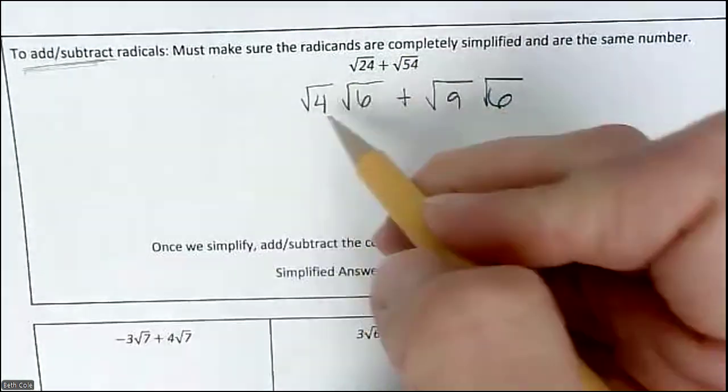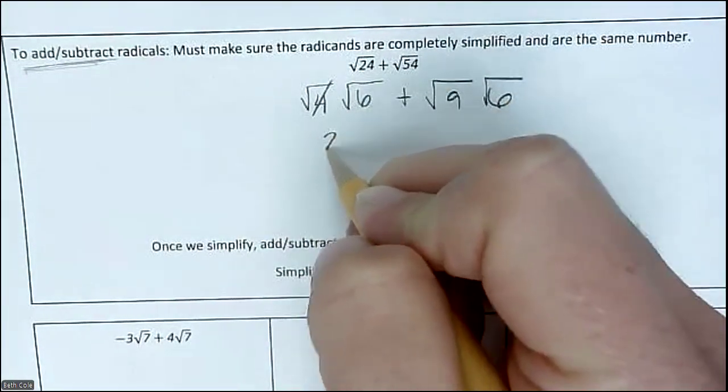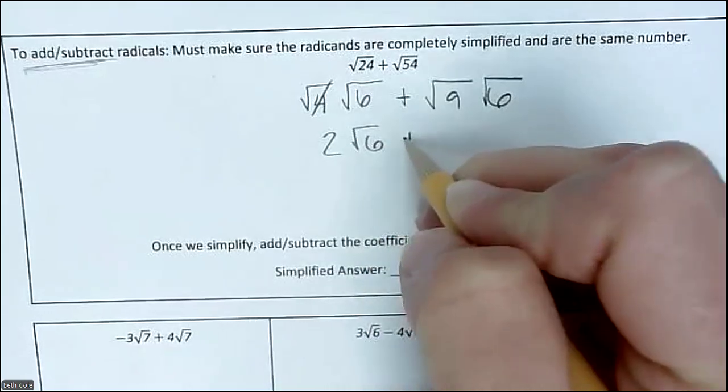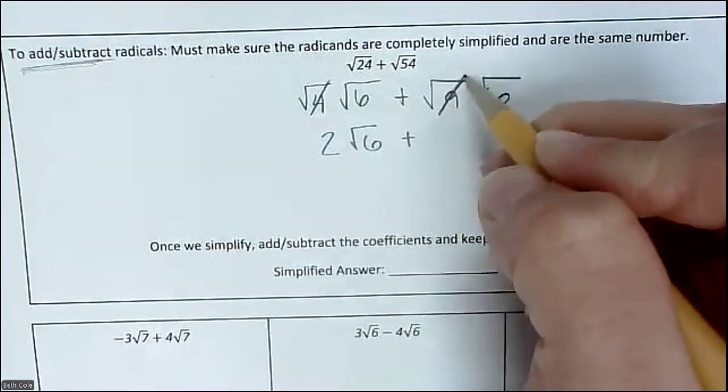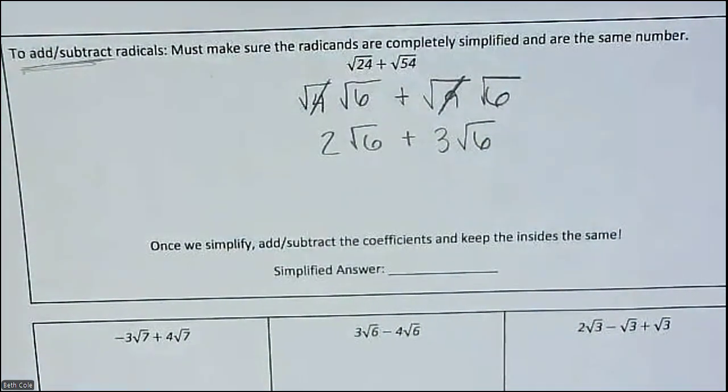Now you're going to simplify them. What is your square root of 4? So 2 square root of 6 plus, what's your square root of 9? So 3 square root of 6. Holy moly, do you see how they're the same now? And that's something. Now you can add them together.